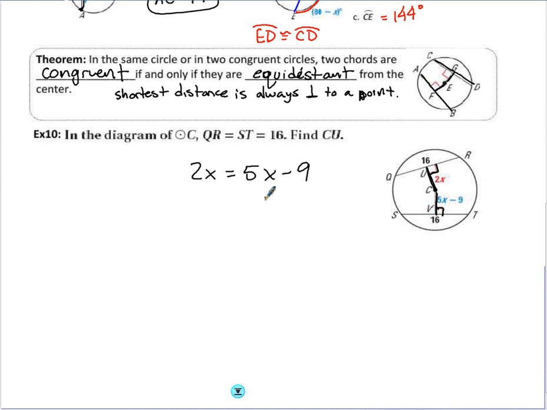Now that's not what I was asked to find. I was asked to find the length of CU. So I'm going to go ahead and look at CU, which would be equal to 2x, and I'm going to plug in 2 times 3, which would have a length of 6. CU would equal 6. So that's the end of our lesson on 10.2 and 10.3 on arcs and chords.